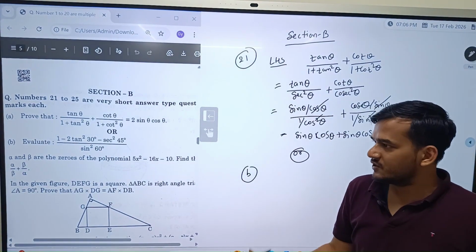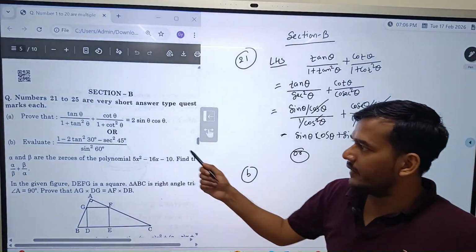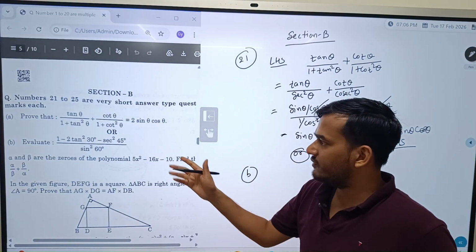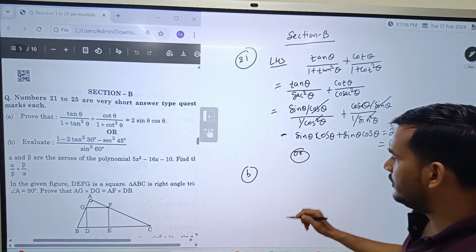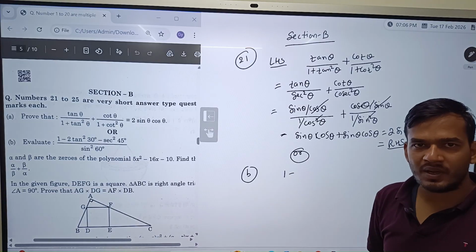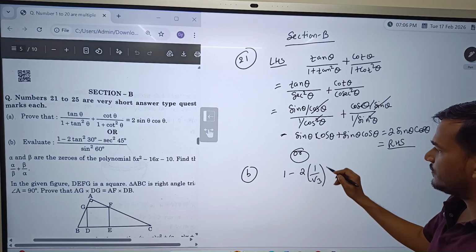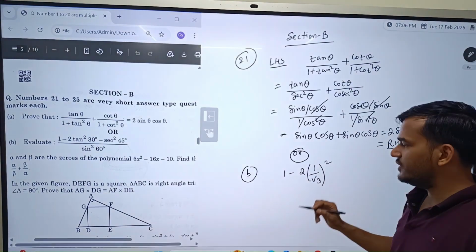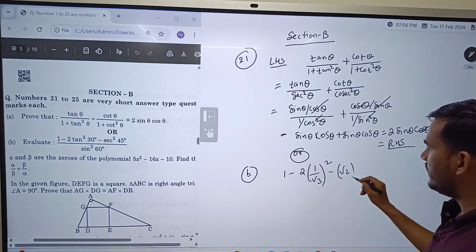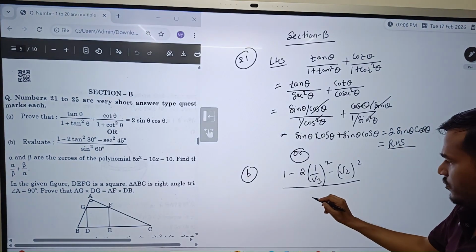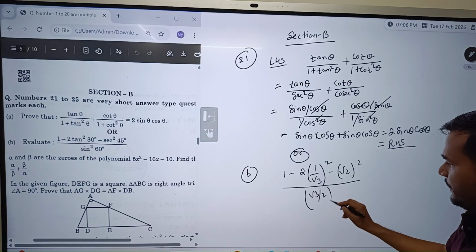Now the B part. In this part you have to substitute the value of tan 30, sec 45 and sin 60. So we know that tan 30 is 1 upon root 3. So just substitute it, 1 upon root 3 whole square. Sec 45 is root 2, so root 2 whole square, upon sin 60 is root 3 by 2, so root 3 by 2 whole square.